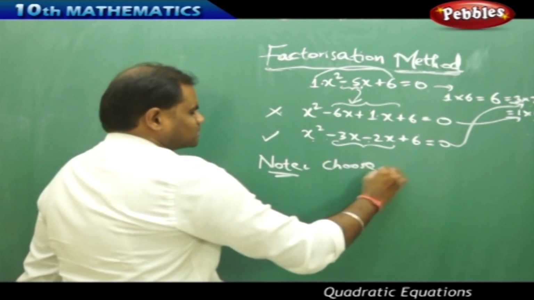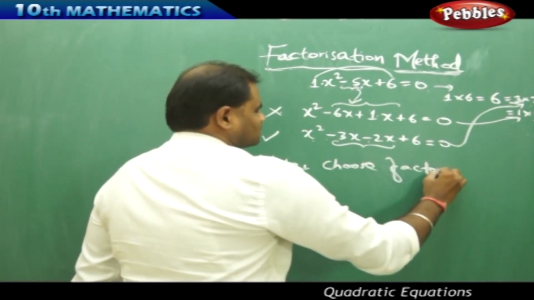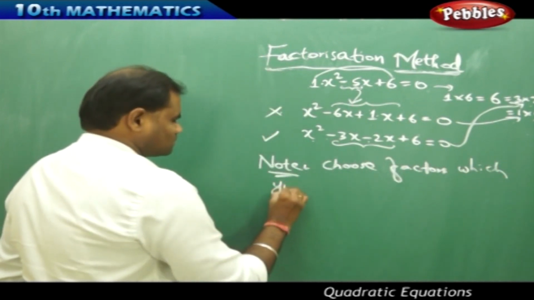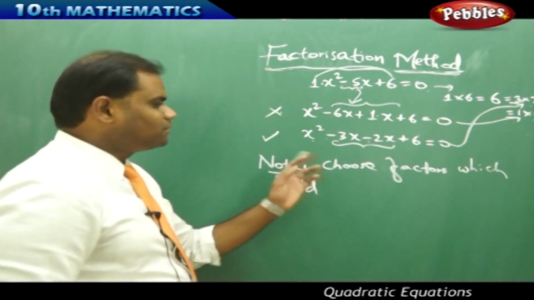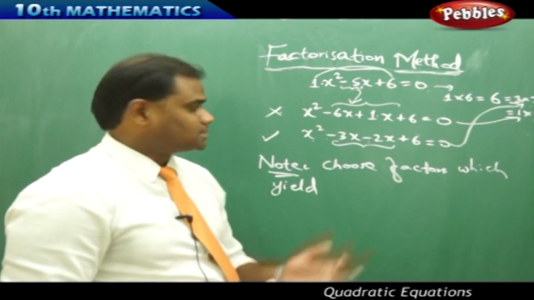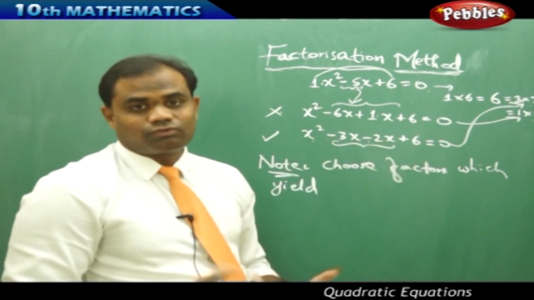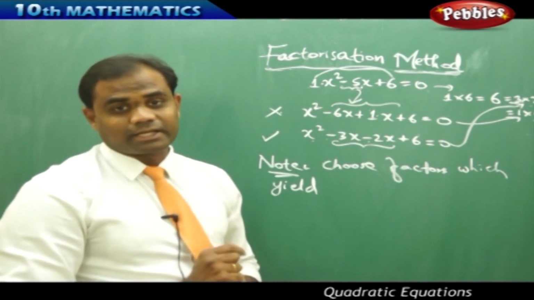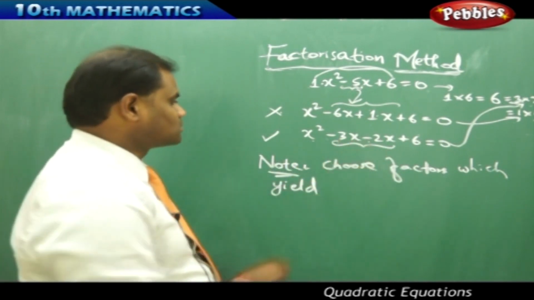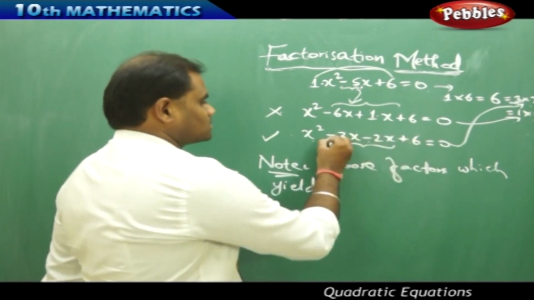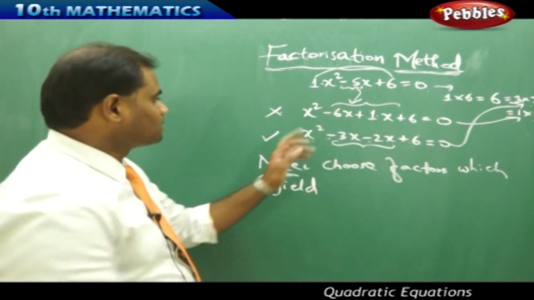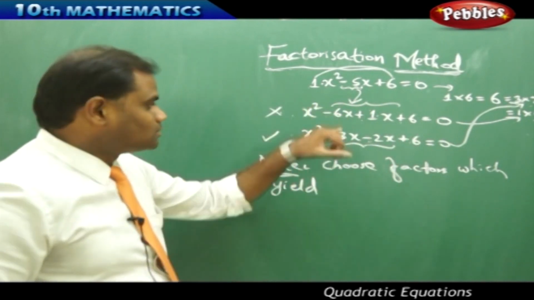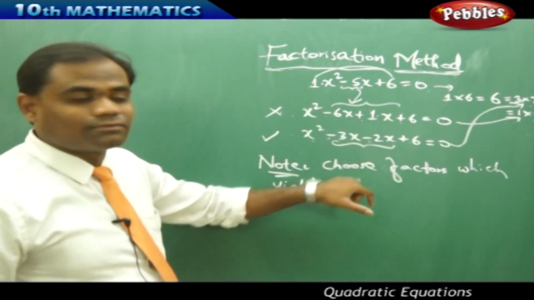Choose factors which yield even minus signs and even plus signs, that is 2 and 2, or 4 plus or 4 minus. So an even number of minus or plus signs should be there in case of this: 2 plus signs, 2 minus signs. But here 1, 2, 3 plus signs and only 1 minus sign. So this is the case of odd, this is the case of even.